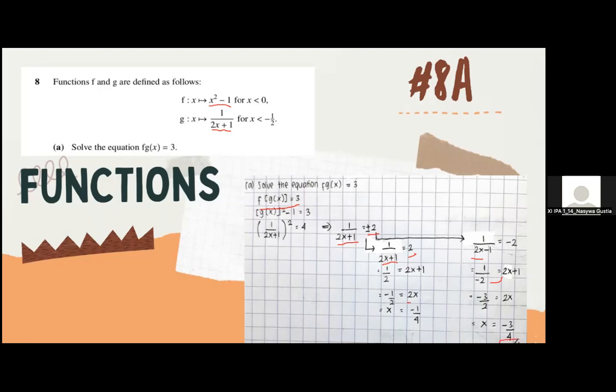And how do we determine the final answer? The domain of fg of x is based on the function g of x. We just say that x needs to be less than minus 1 over 2. Negative 1 over 4 is not less than minus 1 over 2, and negative 3 over 4 is. So the final answer is negative 3 over 4. Next.